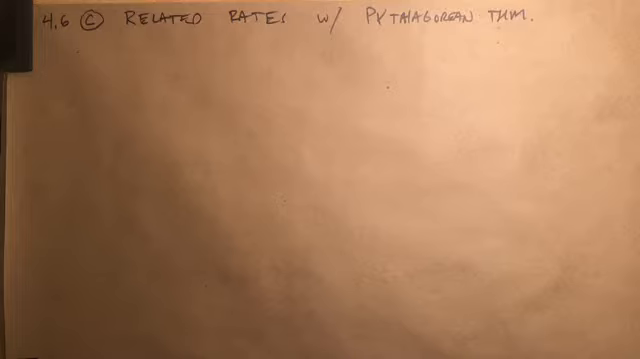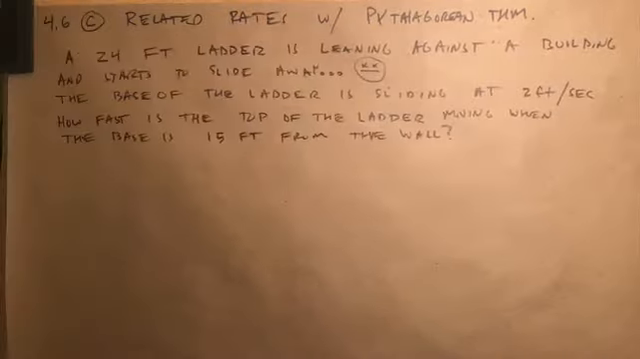The other case is buildings or trees. We're going to probably assume that everything comes out of the ground at a right angle. So let's begin. Our problem is a 24-foot ladder is leaning against a building and starts to slide away. The base of the ladder is sliding at 2 feet per second. How fast is the top of the ladder moving when the base is 15 feet from the wall?